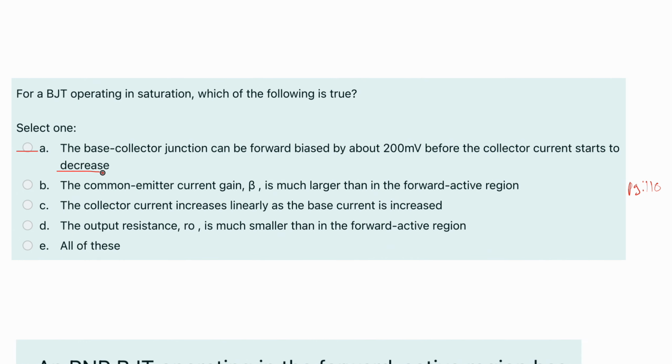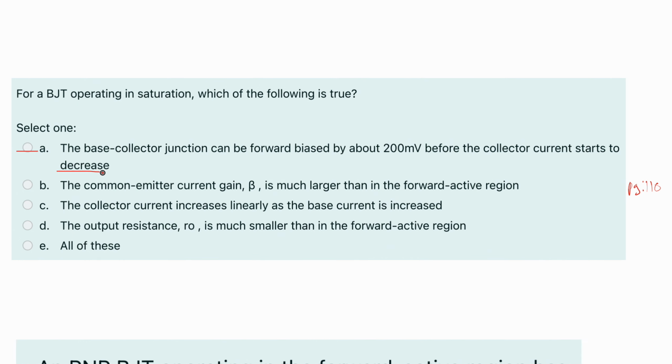The common emitter current gain, beta, is much larger than in the forward active region. And we know right here that in saturation, beta is much lower. So this one is going to be false also because it should be lower.